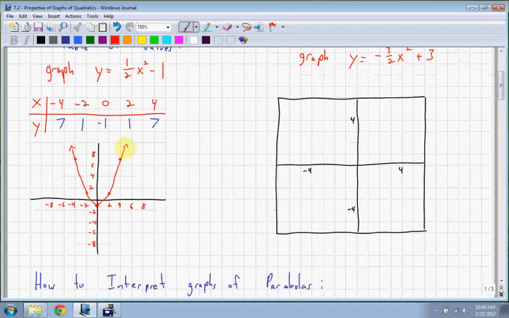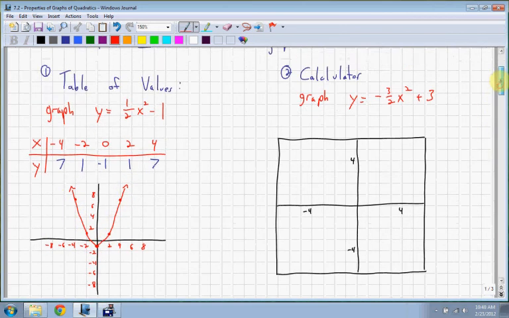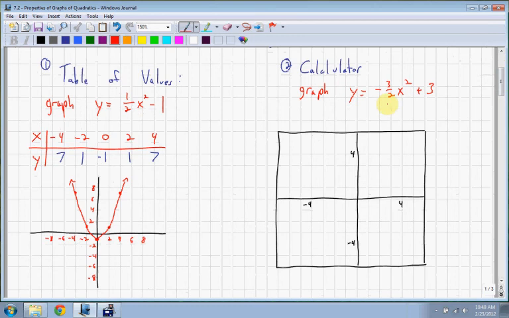Connect all your points. You know what the parabola is going to look like because it's a quadratic function, because it's got the x squared to it. You know it's going to have the parabolic shape, and therefore you know to connect the dots in a curved manner. Okay, the second way to graph is by using your calculator.